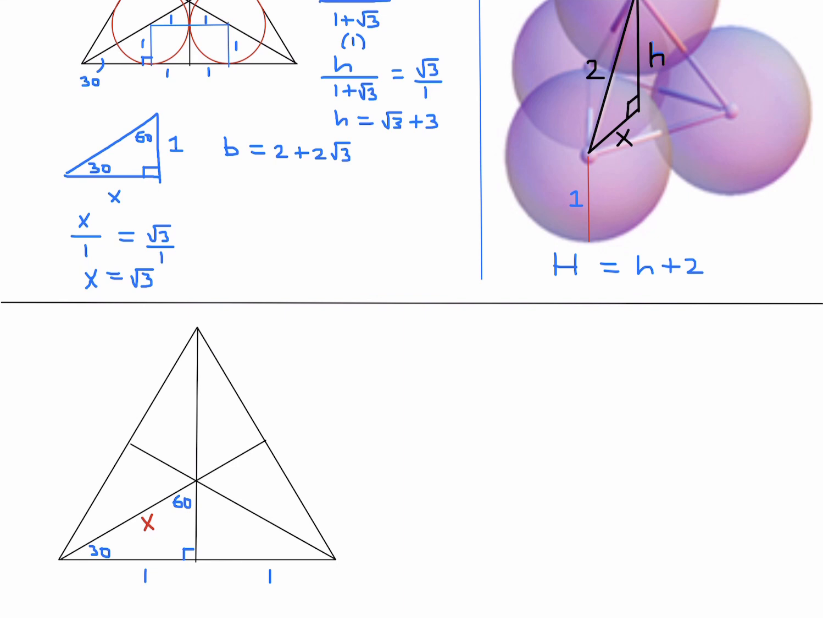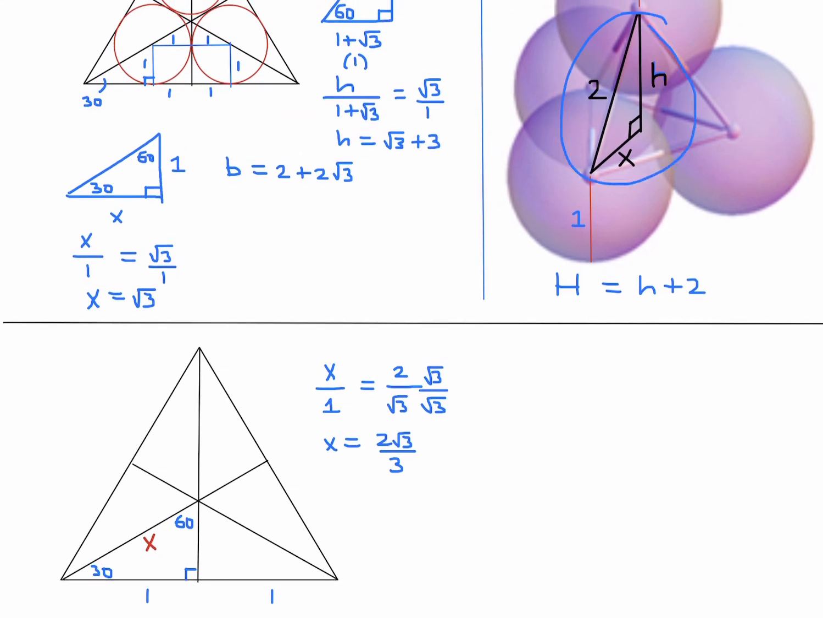And therefore, x over 1 is the equivalent of 2 over root 3. So if we rationalize the denominator top and bottom by root 3, you get 2 root 3 over 3. And there you go. We are almost done. Now that we have x, I can use this triangle to figure out h using Pythagoras. So x squared plus h squared is equal to 2 squared. So we got 2 root 3 over 3 all squared plus h squared is 4.